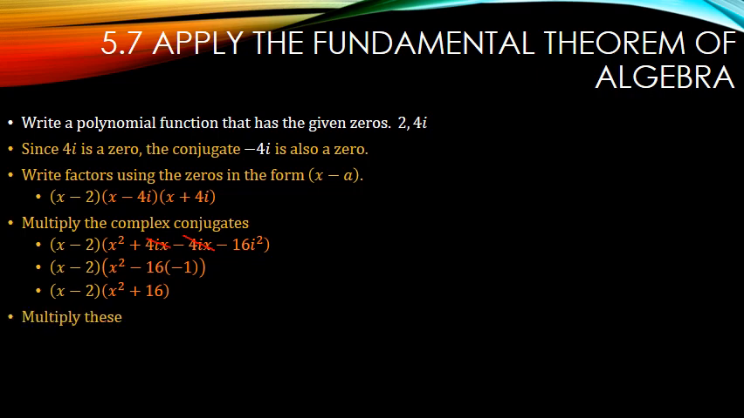Now multiply these together. So we have x times x squared is the x cubed. We have x times 16 is the 16x. Negative 2 times x squared, and negative 2 times 16. Rearrange, and you end up with that. And there you go. You have now solved the problem. You've written a polynomial function with the zeros 2 and 4i, and also negative 4i.